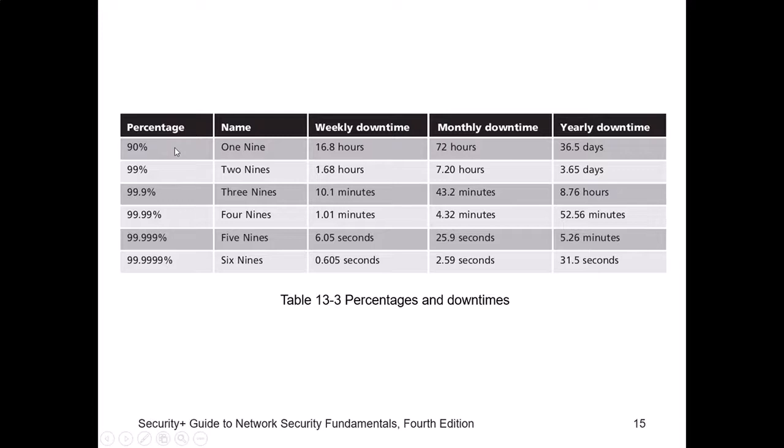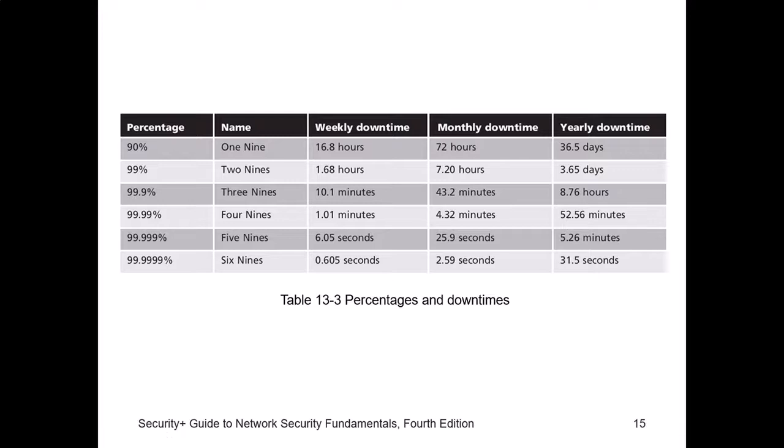Now, here's the downtime. If your system operates at 90% of the time and fails 10%, in a year's time, you're going to lose 36.5 days of work. That's a lot. That's if you're only operating at 90%. If you're operating at the quad 9, for example, you're only down 52.56 minutes a year, which is not bad.